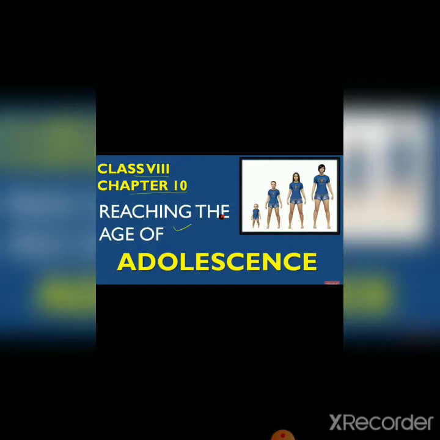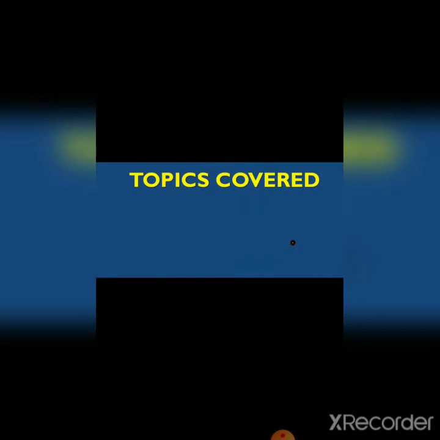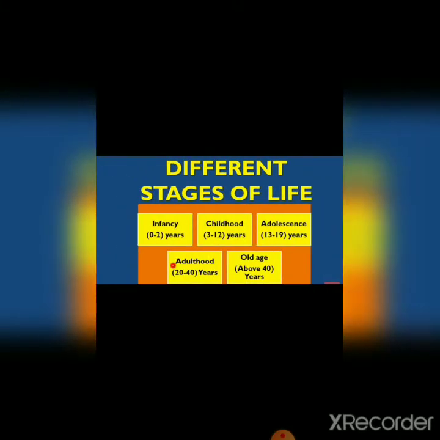So in detail study we are going to start the chapter. The topics to be covered by this chapter: adolescence. What is adolescence? Then we will discuss puberty and the primary changes which are seen during the puberty period. Later on we will discuss changes in body shape like Adam's apple and all. And next we will discuss the development of sex organs. So let's start here.